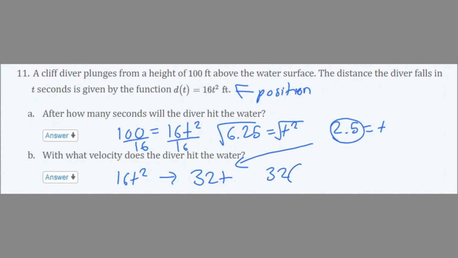And if we do 32 times 2.5, we should get 80 feet per second. So 80 feet per second is the velocity at which the diver hits the water. So yeah, that is it for number 11.